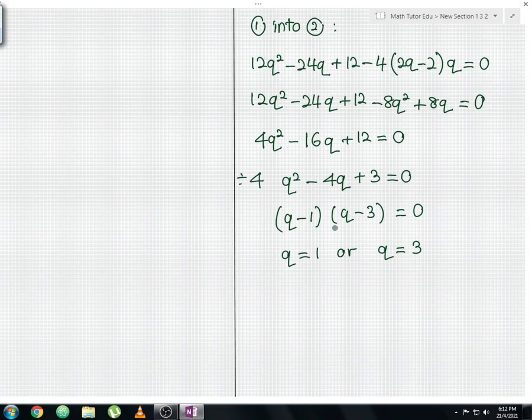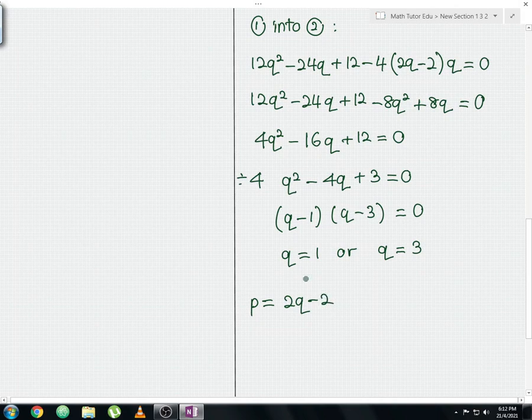So once you get the q value, the next step is to use these values to identify the value of p. Since we have already formed the equation where p is equals to 2q minus 2, you start to substitute q equals to 1 first, and then followed by q equals to 3. So when q is equals to 1, your p will be equals to 2 times 1, and then you minus 2. So from here you get your p equals to 0.